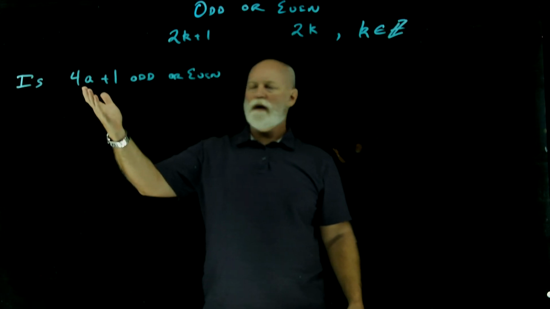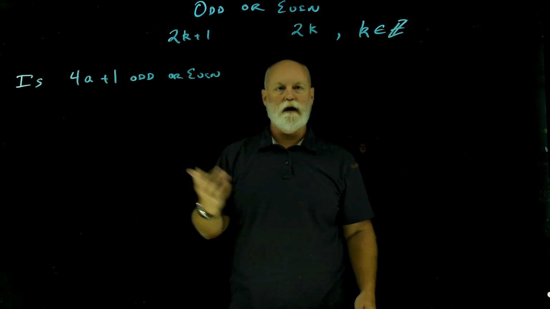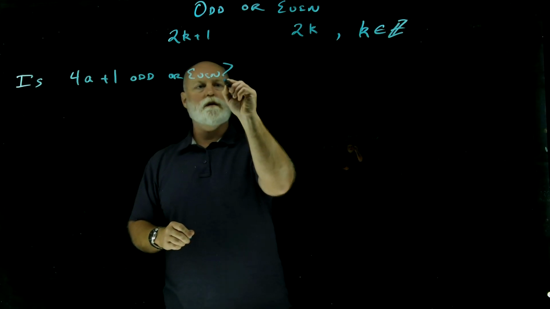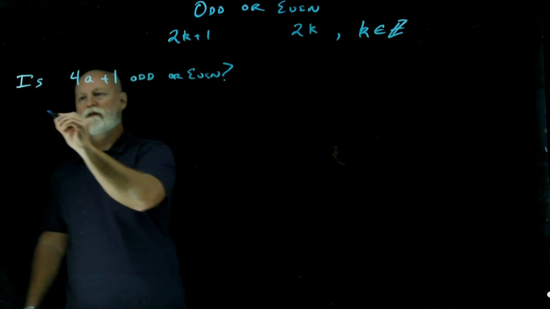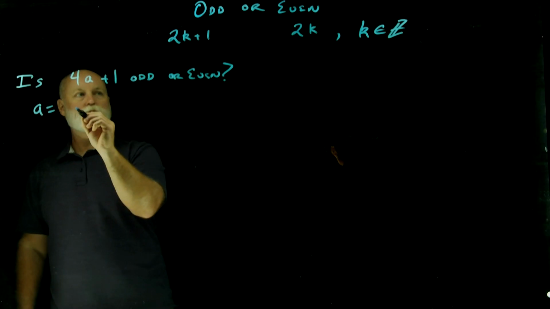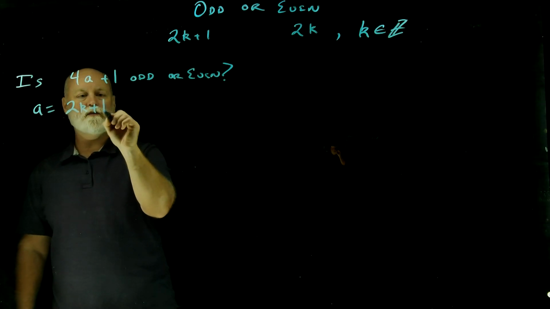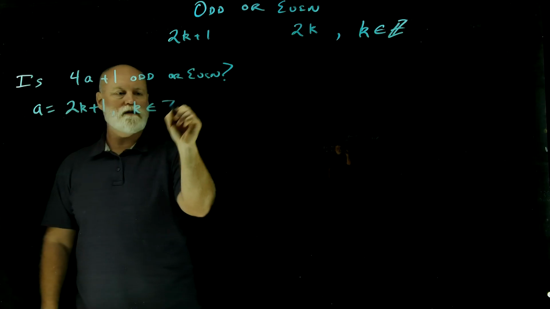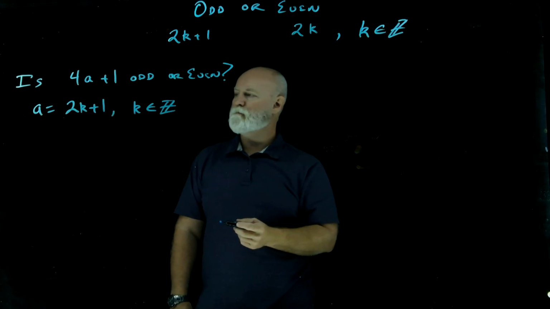Is 4a plus 1 even or odd? Okay, odd or even, either way. I guess I just make that proper English, right? So let's start with case 1. Let's say that a is equal to an odd number. So that's 2k plus 1, where k is just some integer. Positive, negative, doesn't matter. Okay?